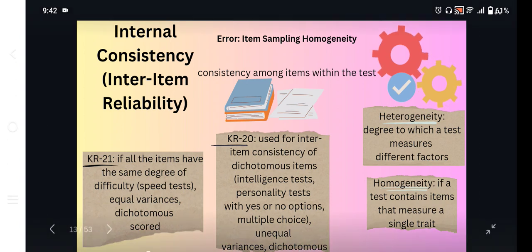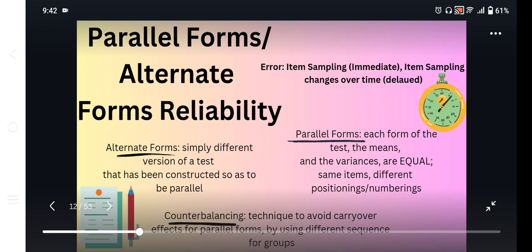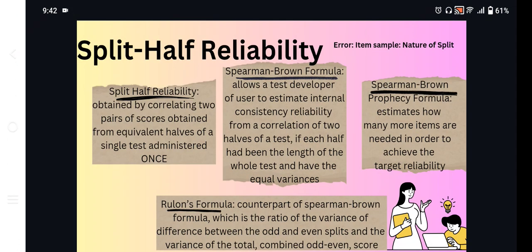Next naman po tayo. Ito pala yun. Sinasabi ko kanina. Ano nga po ba yung split-half reliability? Ang error po natin dito is item sampling and nature of split. Okay? Yan, napag-usapan na natin siya kanina. Tignan na po tayo sa Spearman-Brown formula. Okay?